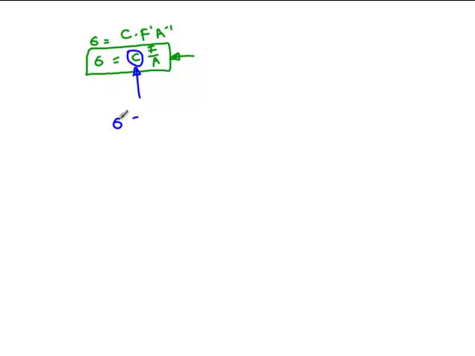So here we've got sigma equals C times F over A. If I want to get C by itself, isolate the variable, I first have to multiply both sides by A, because that cancels this. And then I have to divide both sides by F, because that divides out this F. So I end up with C equals sigma times A over F.